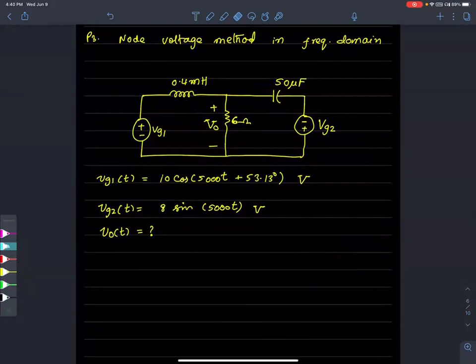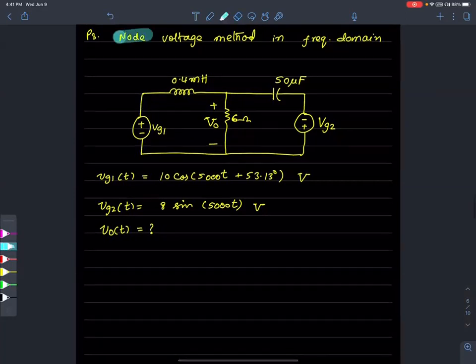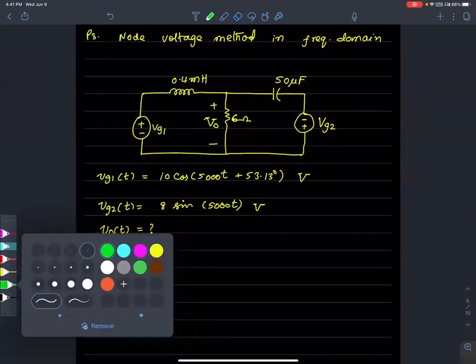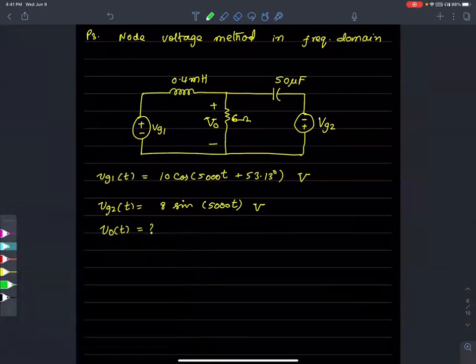Okay, so V1 is given to be some 10 cosine 5000 t plus some angle. V2 on the right hand side is given to be some 8 sine 5000 t. You're asked to find the voltage across this resistance in time domain. Any suggestions? The suggestion is that you should use the node voltage method. Did you see this kind of problem in the homework at all? Yes. Okay, so let's see if we can work on this. Where do you want to start?